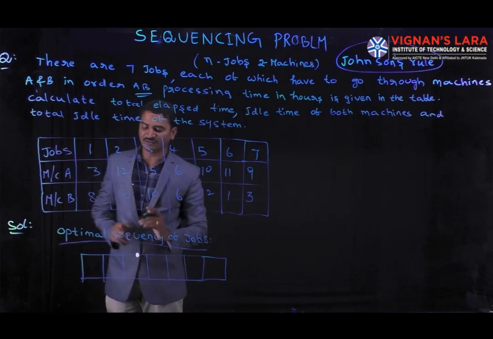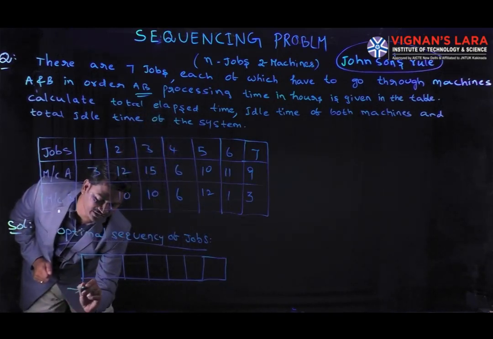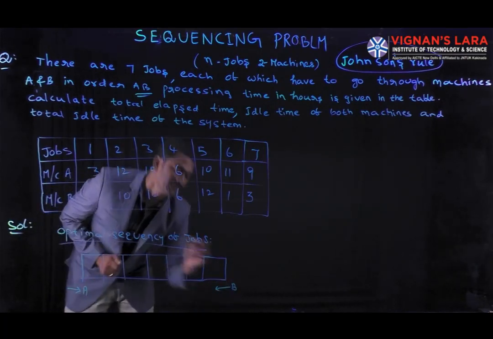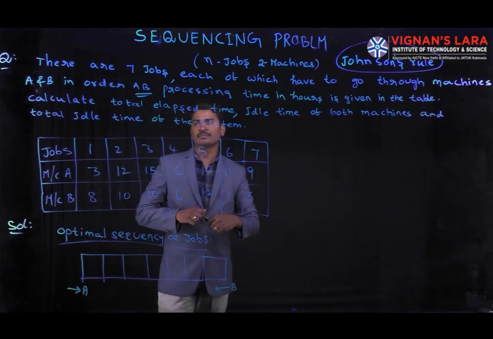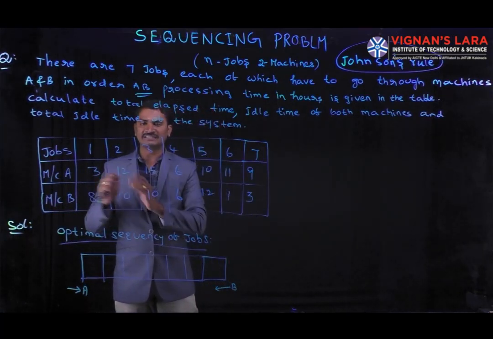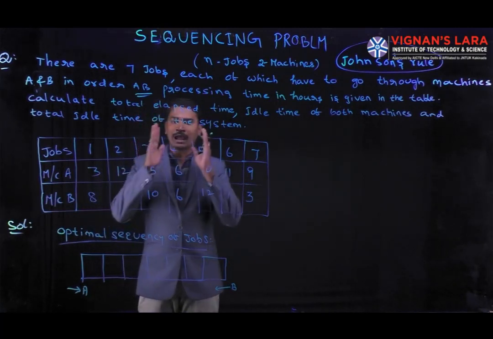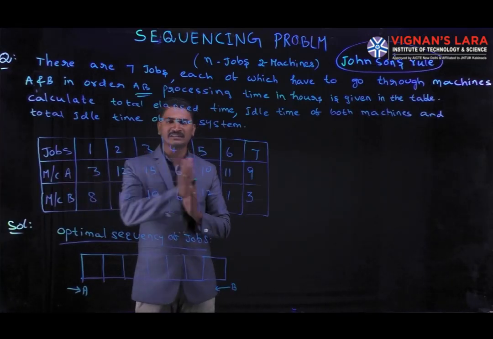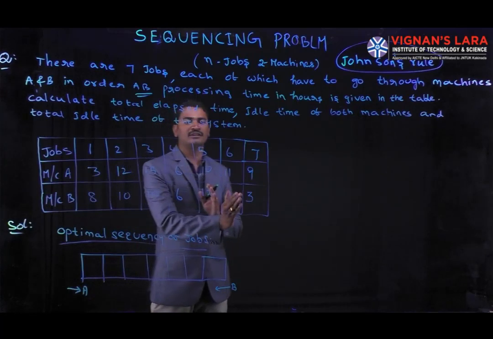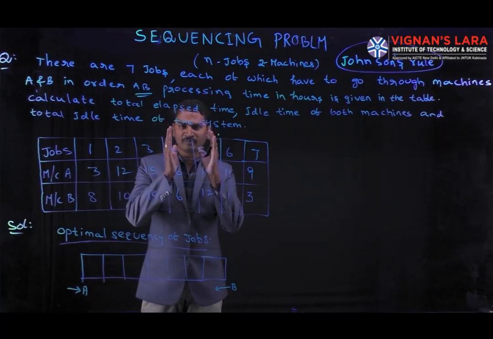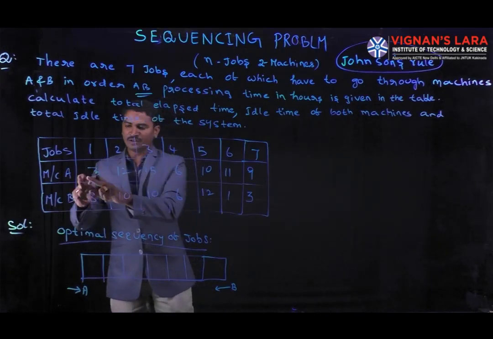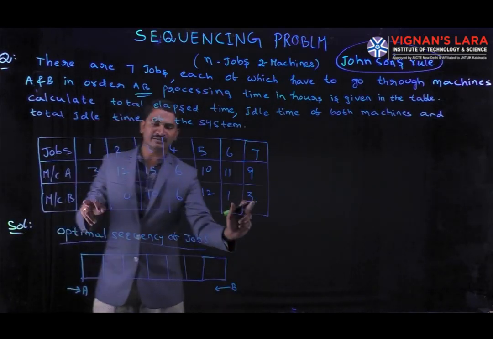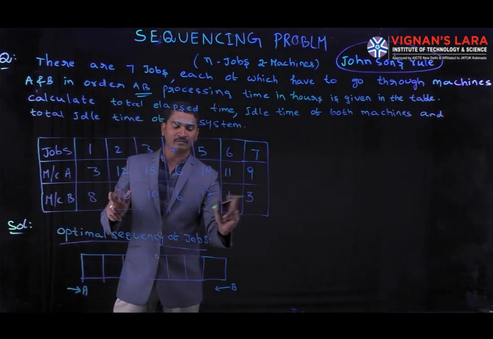Here we have 2 machines. From this direction we take machine A, and from this direction we take machine B. In Johnson's method for finding the sequence, first of all we have to identify the minimum hours from this table, which has machine A processing times and machine B processing times. From these we identify the minimum value of any one job. Machine A is 3 hours and machine B also 3 hours, so the minimum time is 3.